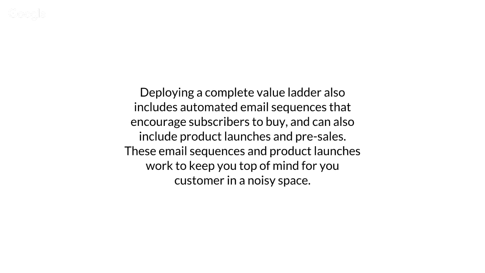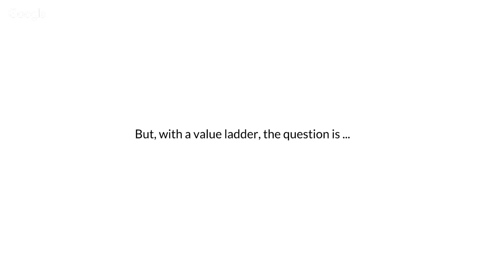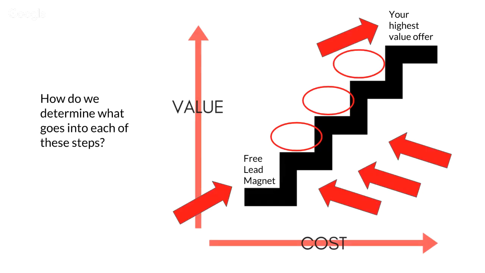So deploying a complete value ladder also includes automated email sequences that encourage subscribers to buy, and can also include product launches and pre-sales. Now, these email sequences and product launches work to keep you top of mind for your customer in a noisy space. But with a value ladder, the question is, how do we determine what goes into each of these steps?